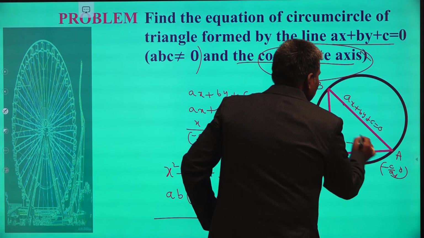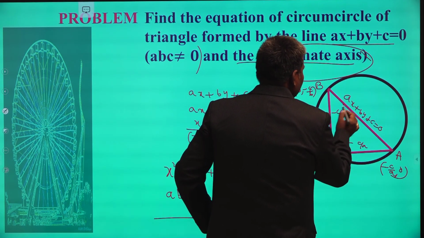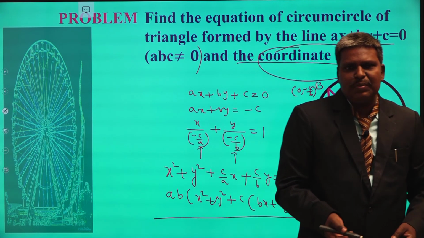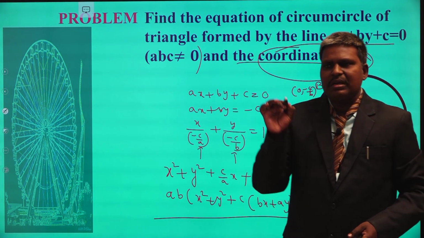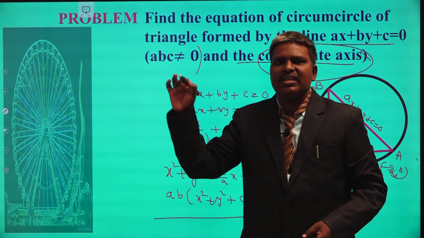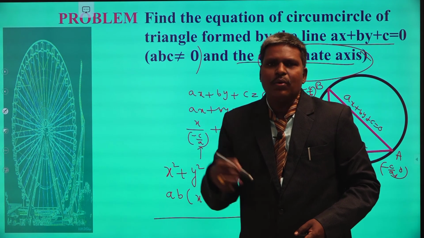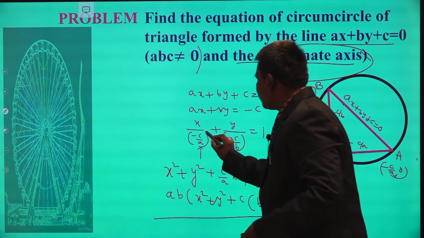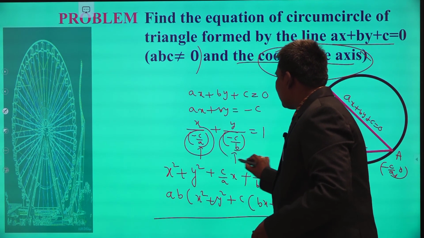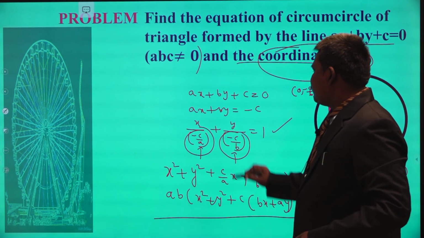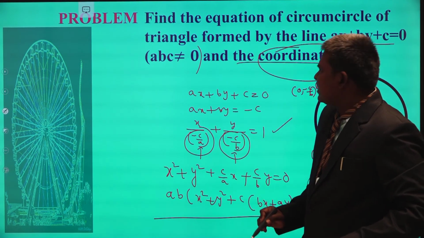So once you know the intercepts, what is the x-intercept here? Minus c by a. What is the y-intercept? Minus c by b. Once you know these two intercepts, you can write the equation by the formula x square plus y square minus ax minus by is equal to 0. What is a? X-intercept. What is b? Y-intercept. Here, this is your a value, this is your b value. This is the intercept form: x by a plus y by b is equal to 1. Once you know the intercepts, you can easily write the equation.